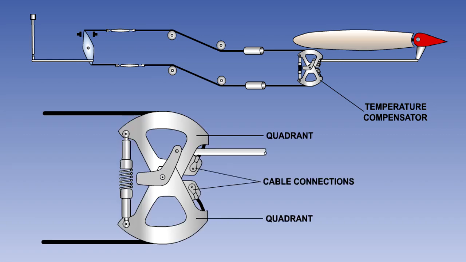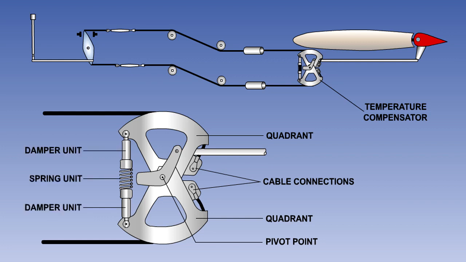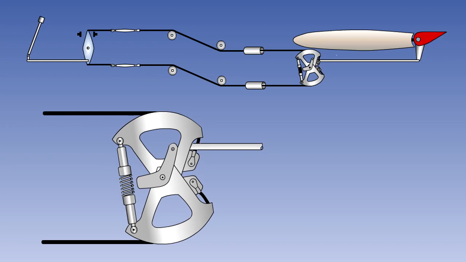In the temperature compensator in this graphic, the cables from the pilot's control are fastened to the two quadrants. The quadrants are free to rotate independently about the central pivot point. However, they are connected together by a strong spring in the damper unit. Movement of the pilot's control operates the cables. They rotate the quadrants equally, moving the push-pull rod and the control surface.